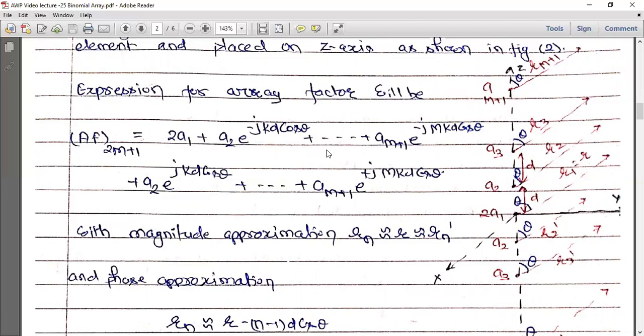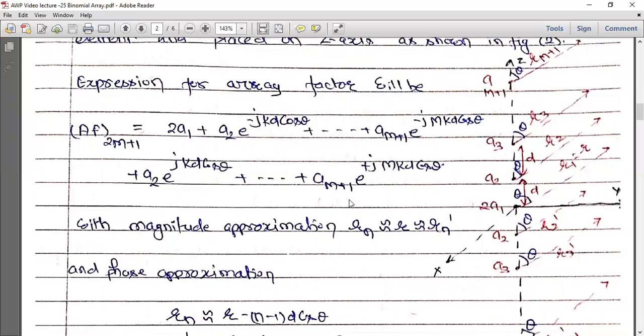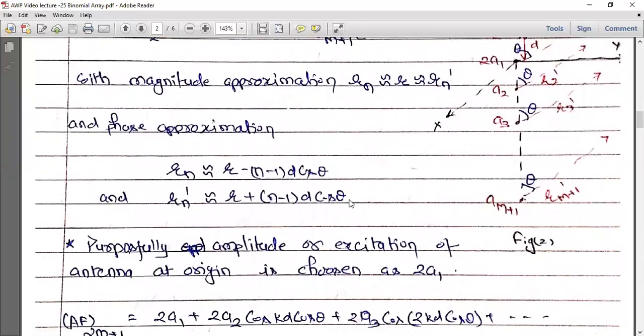up to m plus 1, you have e to the power minus j mkd cos theta on positive z axis. And when you think of negative z axis, the same can be written as a2 e to the power j kd cos theta up to am plus 1 e to the power plus j mkd cos theta, with the same form of the approximations for magnitude and phase.